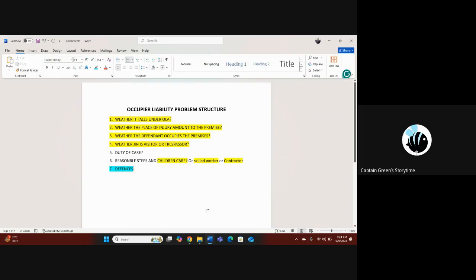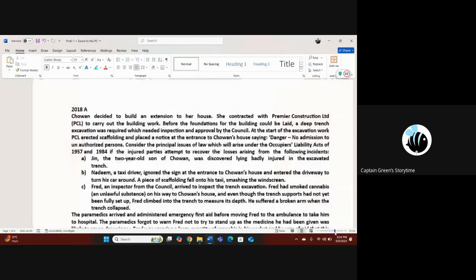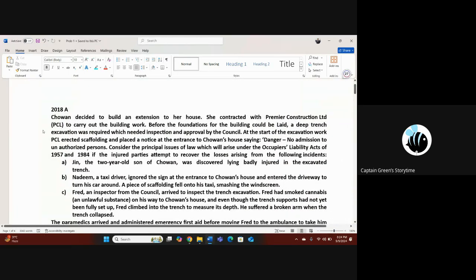Guys, coming to a solved problem question, which I have solved already. Coming to problem number 1. Okay, this is a problem question from the 2018 Zone A paper. Let's solve this problem. According to the problem, Chuan decided to build an extension to her house.